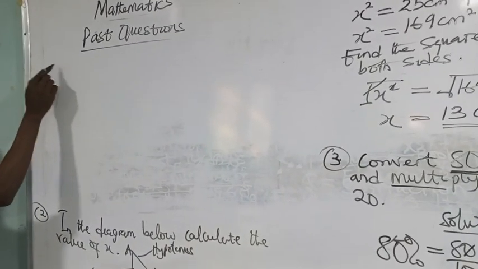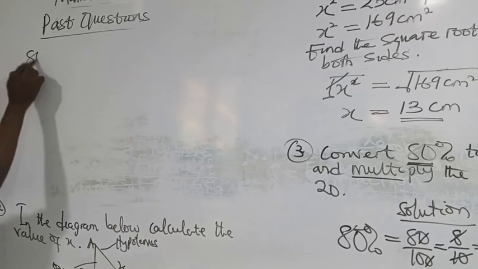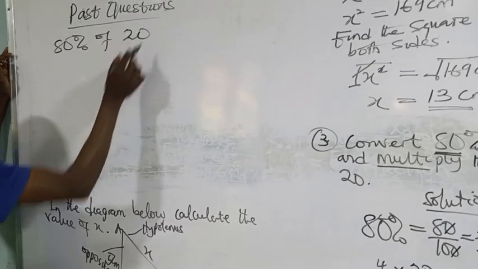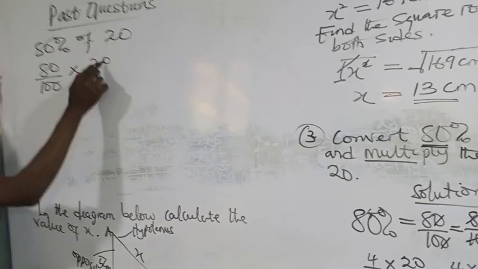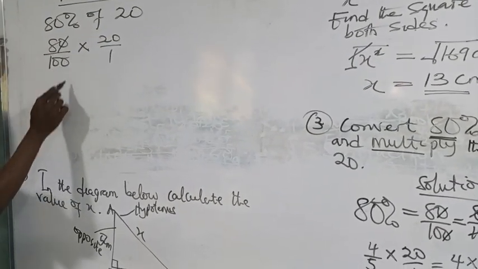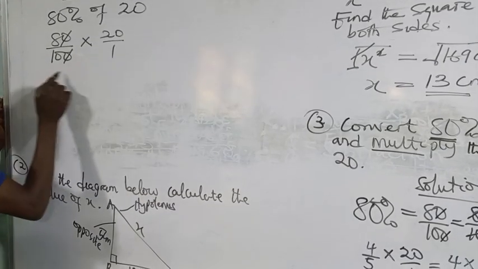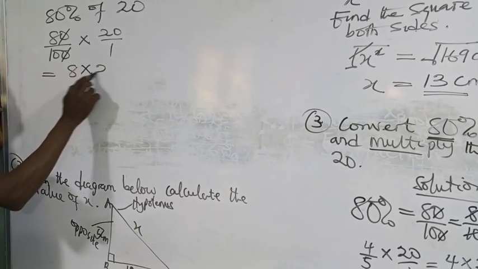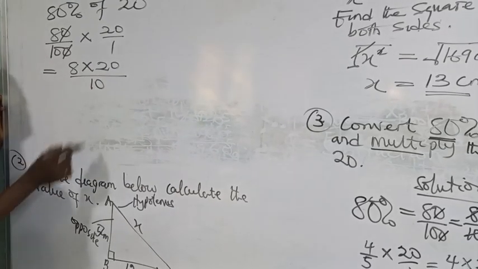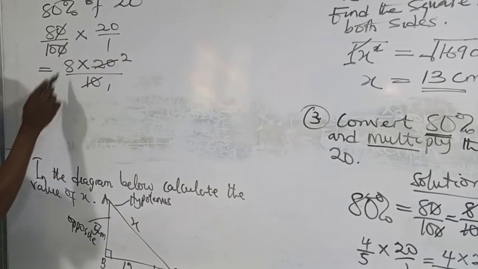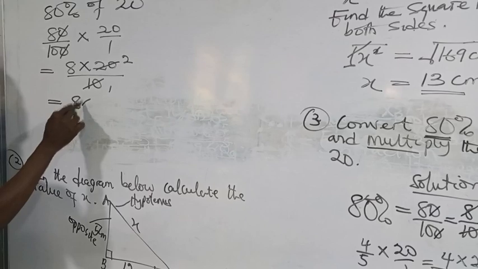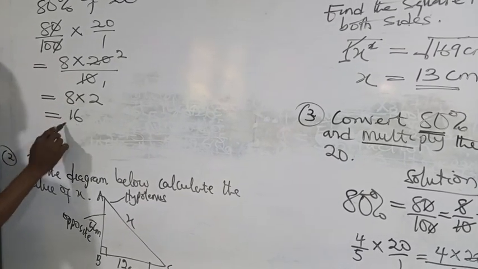We may go this way to do it. You can also say 80% of 20. 80 over 100 multiplied by 20 over 1. Cancel the 0 with the 0. We are left with 8 times 20 over 10. 10 goes into 10 once, and 10 goes into 20 twice. 8 times 2 will give us 16.